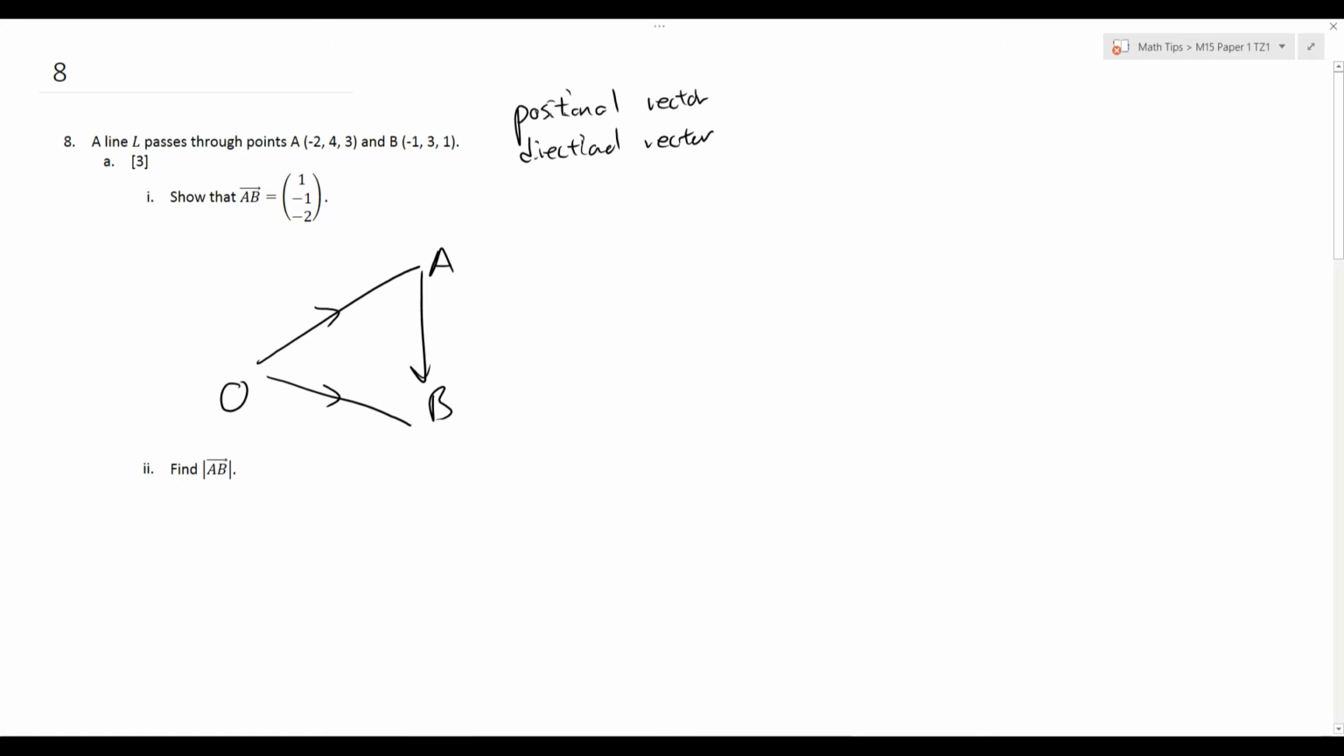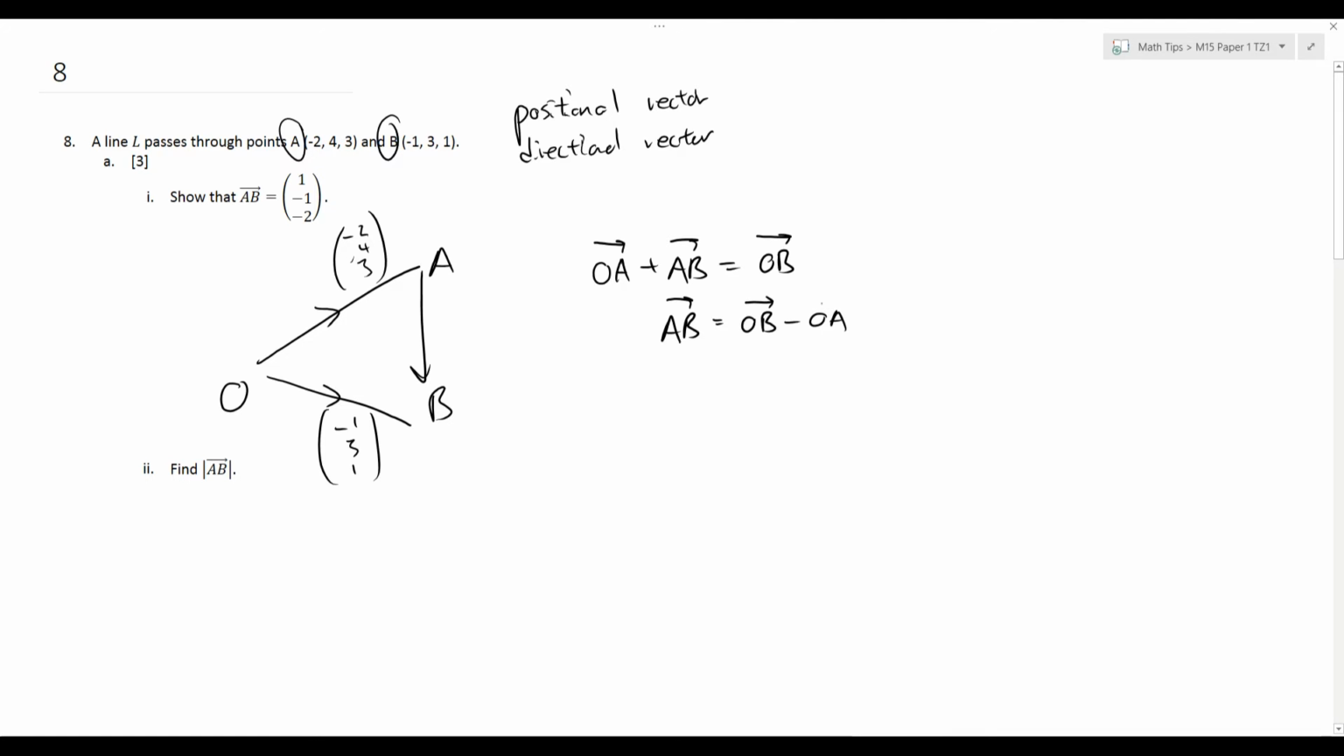You have A, meaning it's actually OA, which is (-2, 4, 3), and B, which is OB, which is (-1, 3, 1). Now we're asked to find AB. So simply write this for me first. Not OA plus OB, because they're not in the same direction. It's actually OA plus AB equals OB. That was simple. So AB is simply OB minus OA.